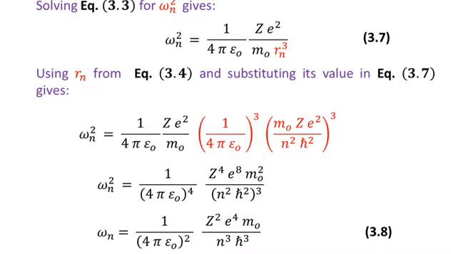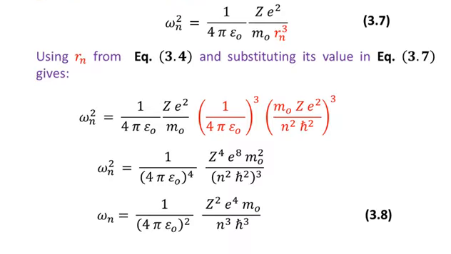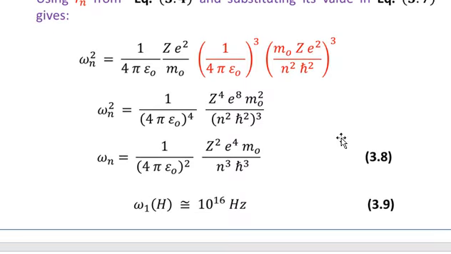So you see that after simplification of the terms in this equation, you can finally get that omega n square is equal to 1 over 4 pi epsilon naught raised to the power 4, multiplied by a factor which has Z to the power 4, e to the power 8, m naught to the power 2, divided by the cube of n square and h bar square.